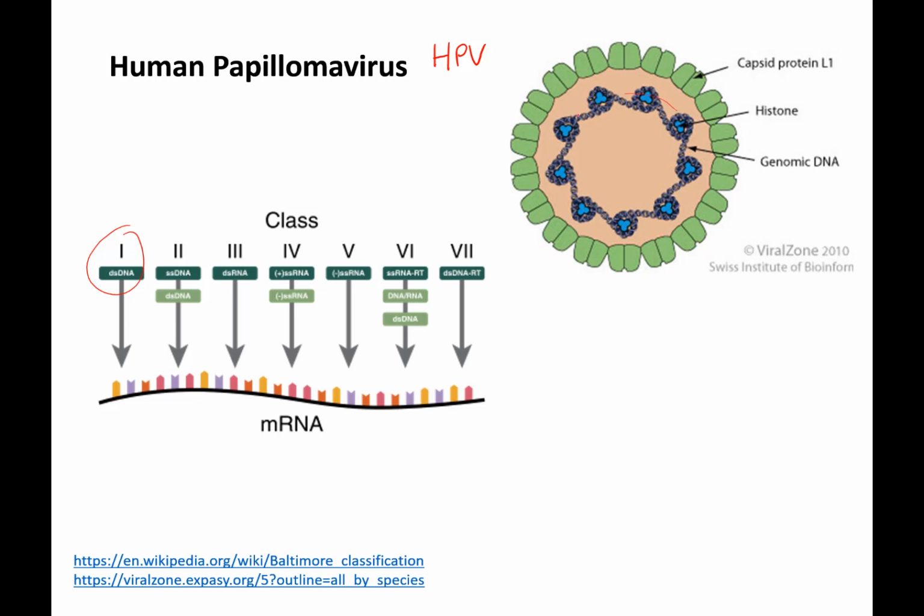You can see the genome here. It is big enough, about 8 kilobases per genome, and it uses some histone proteins to keep it organized. There are about 120 some types of HPV, and we're going to talk about those types in just a little bit.